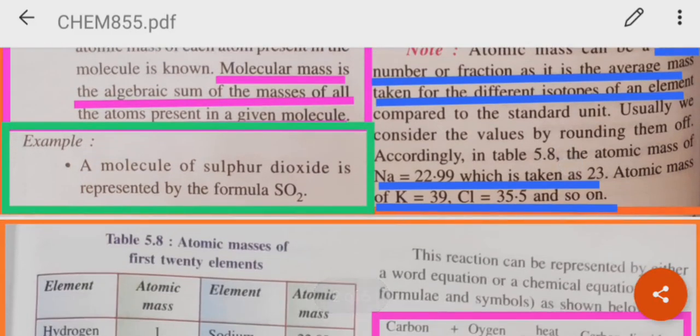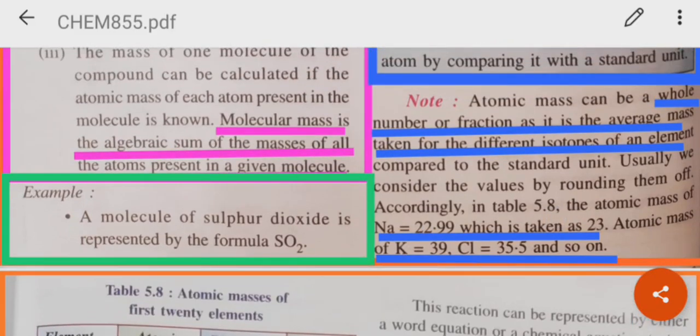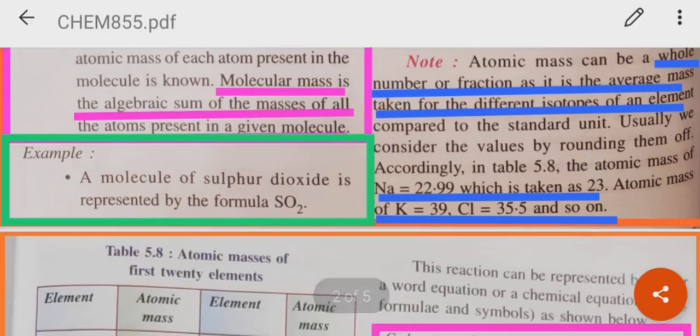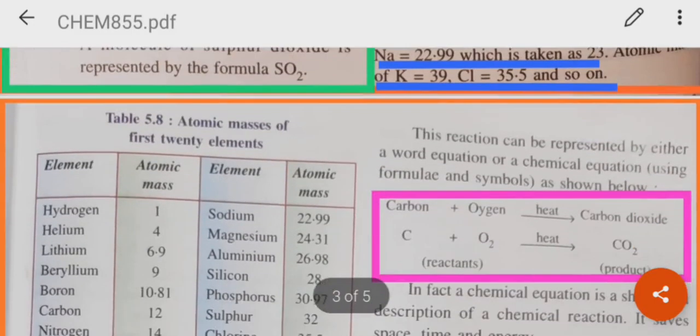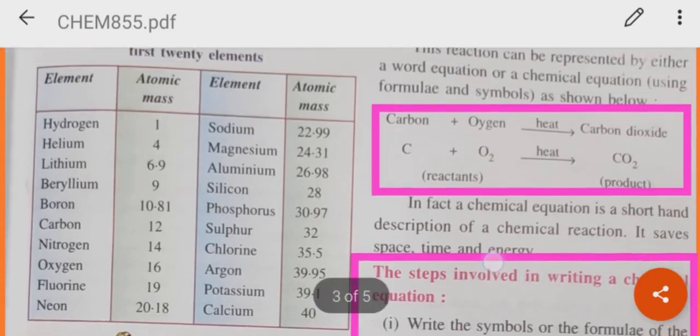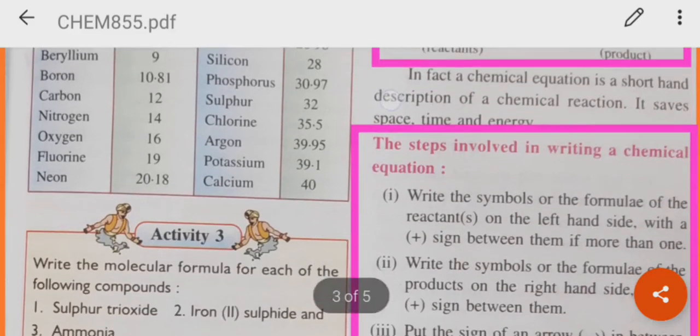For example, the atomic mass of sodium is 22.99. Now, if we take it as a whole number, it will be 23. Atomic mass of potassium is 39, chlorine is 35.5, okay. So, in this table you can see the atomic masses. For example, for lithium what will we take? 7, for boron 11, okay, for neon 20 because it is 20.1, for sodium 22.99. So, as a whole number we will take 23 and so on.